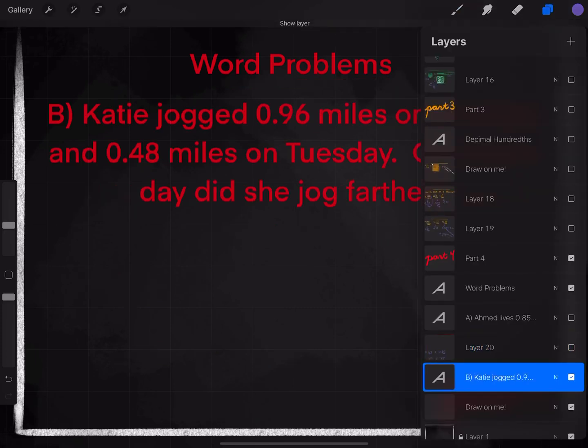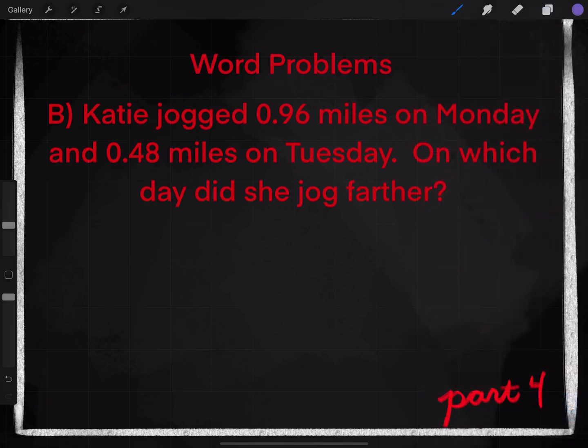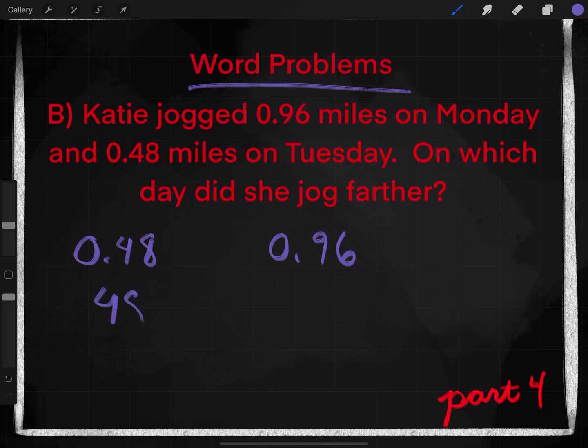And one last example here. Katie jogged 0.96 miles on Monday and 0.48 miles on Tuesday. On which day did she jog farther? So you need to figure out, is 0.48 bigger or is 0.96 bigger? Or if you like, you can draw it like this, 48 100ths. Is it bigger or is 96 100ths bigger? And of course, 96 100ths is bigger.